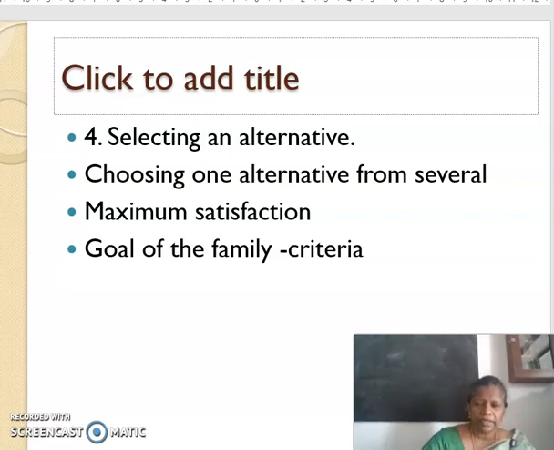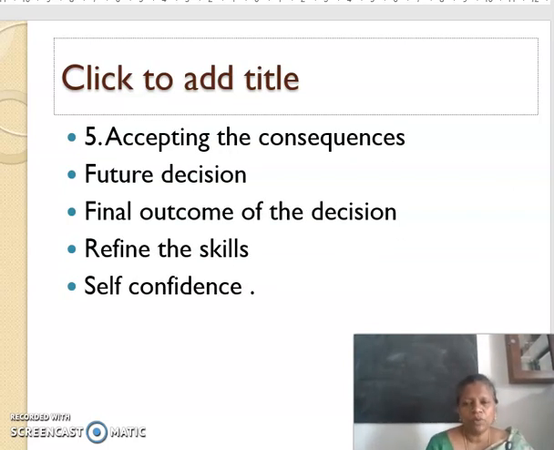Okay? Next one is accepting the consequences. So, the last step. Whatever decision you have taken, whatever the outcome is, you have to accept, because you have taken a decision. You must have the guts to accept the decision.